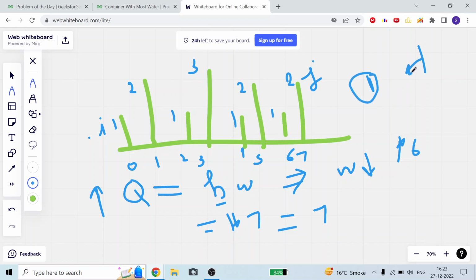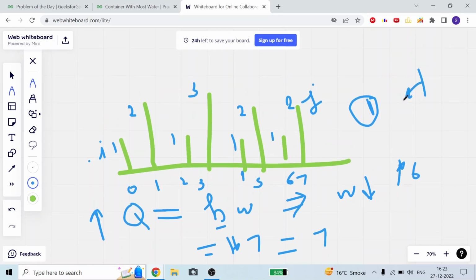Now in the next move, if we move my jth index and the height gets bigger, it will not give us any effect. Why? Because when I take the minimum of this and this, I will always go to this. And if my j is smaller, it will give me a smaller amount than previous. Why? Because my w is already decreased by 1, and now j is also decreased. So h is decreased, w is decreased, so the area will also be smaller than previous.